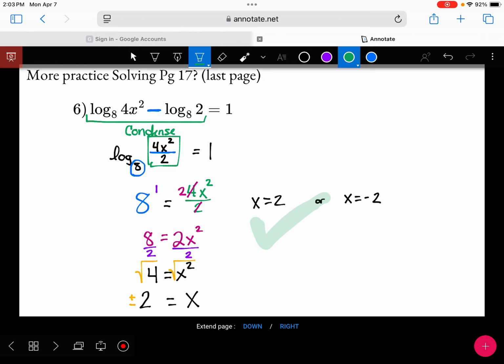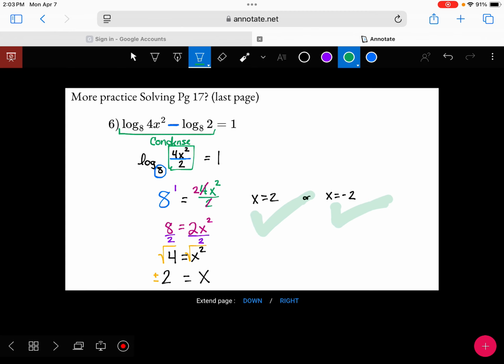If I substitute negative 2 in place of the x, is our argument going to be positive or negative? It's also going to be positive. So this one also checks. We actually wound up with 2 answers here, because if we put in negative 2 squared, that's positive 4. It is what it is. So we're just going to have to be really careful with those things.